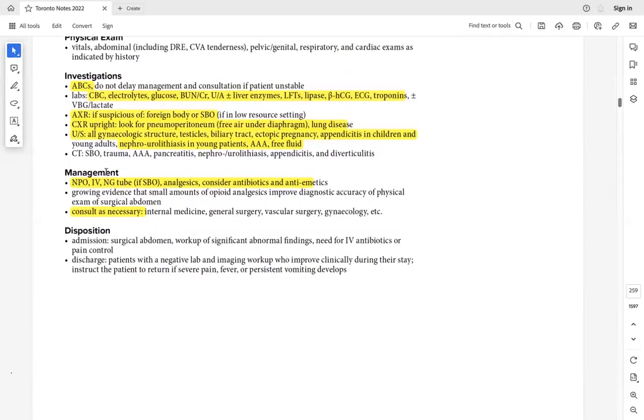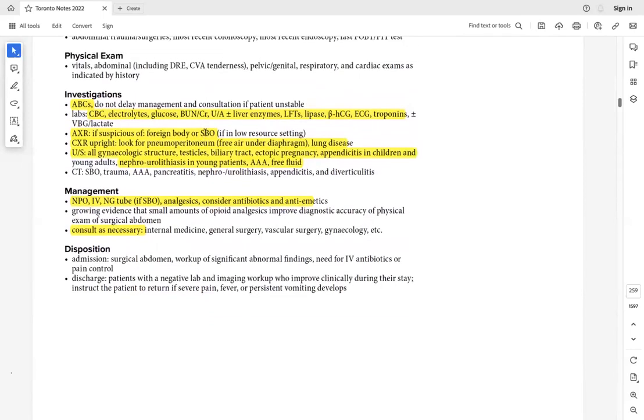For example, the patient is presenting with a small bowel obstruction. What will we do? We keep the patient NPO, pass IV lines, put an NG tube for decompression, and give the patient analgesics, and that's it. Our job is done.